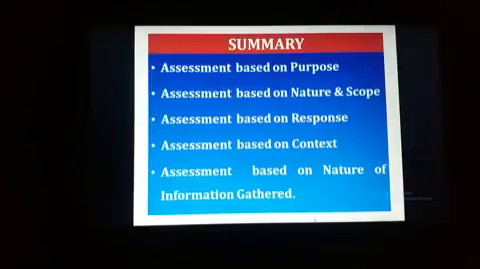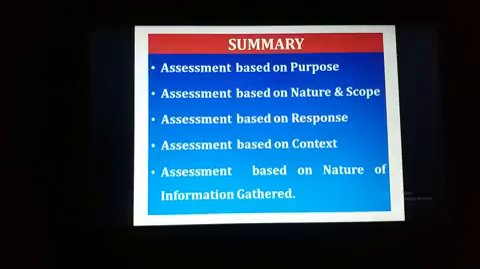Let's summarize today's topic. Assessment that is based on purpose, assessment that is based on nature and scope, assessment that is based on response, assessment based on context, then assessment based on nature of information gathered. So while going for categorizing the process of assessment, please keep all these points in mind, so that your process of categorizing the assessment will be easy.